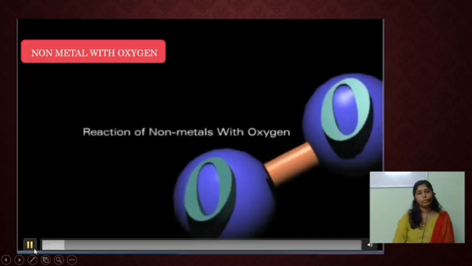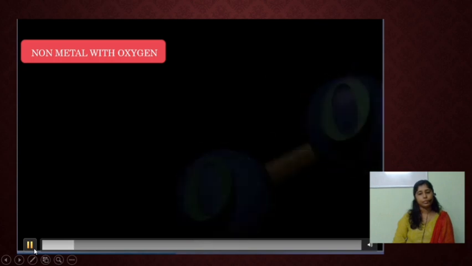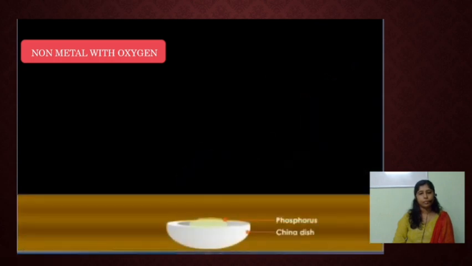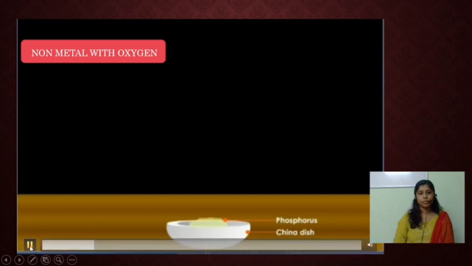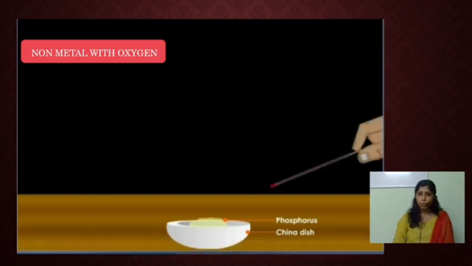Reaction of nonmetals with oxygen. Place a small piece of phosphorus on a china dish. Burn the phosphorus. Here we take some amount of phosphorus, and phosphorus is an example of a non-metal. So, for understanding the reaction of non-metals with oxygen, we take some phosphorus and react it with oxygen.